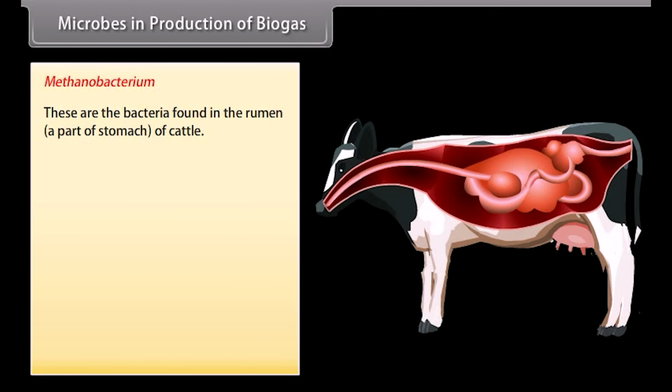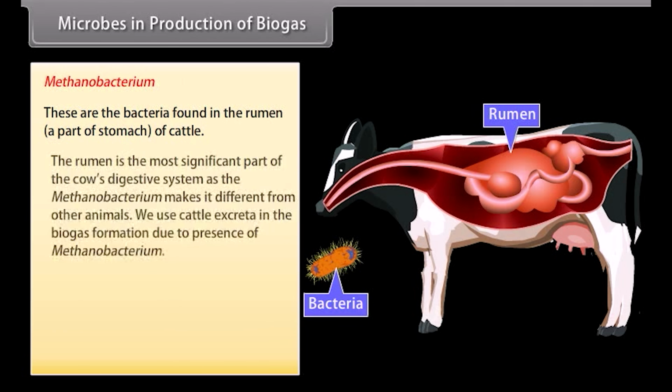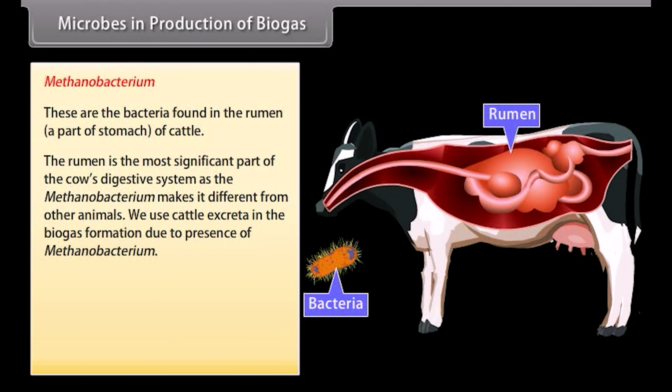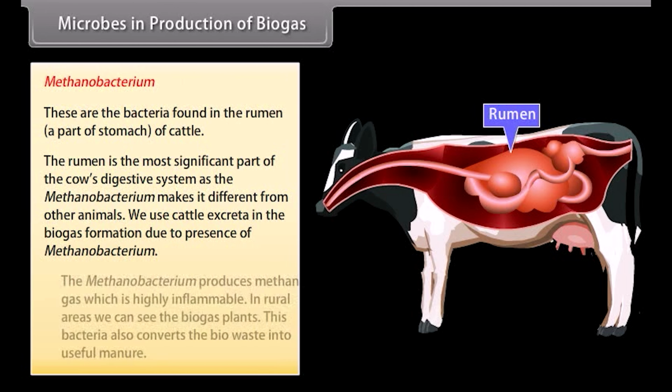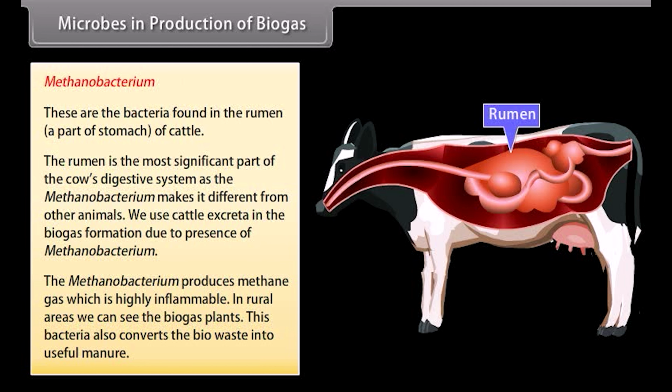These are the bacteria found in the rumen, a part of stomach of cattle. The rumen is the most significant part of the cow's digestive system, as the methanobacterium makes it different from other animals. We use cattle excreta in the biogas formation due to presence of methanobacterium. The methanobacterium produces methane gas, which is highly inflammable.